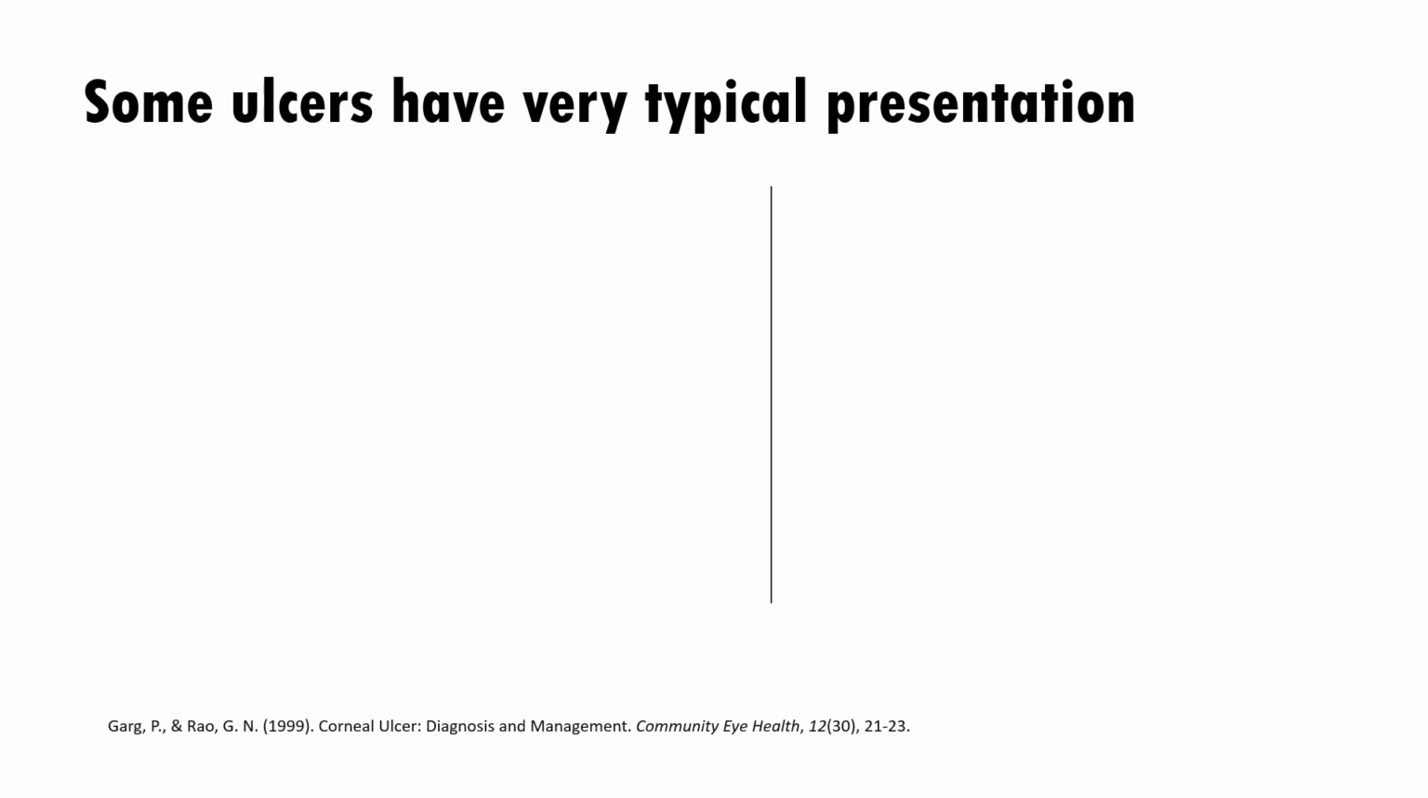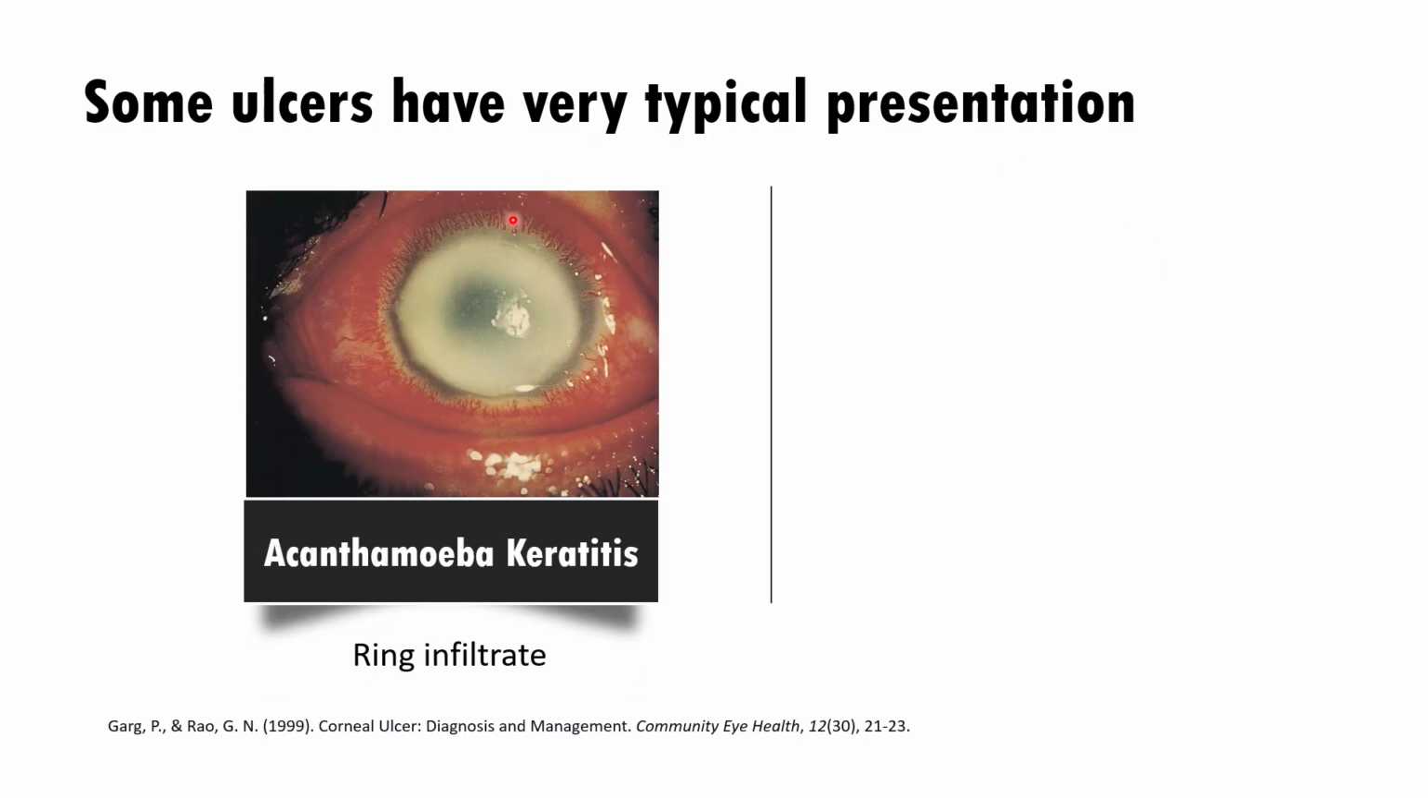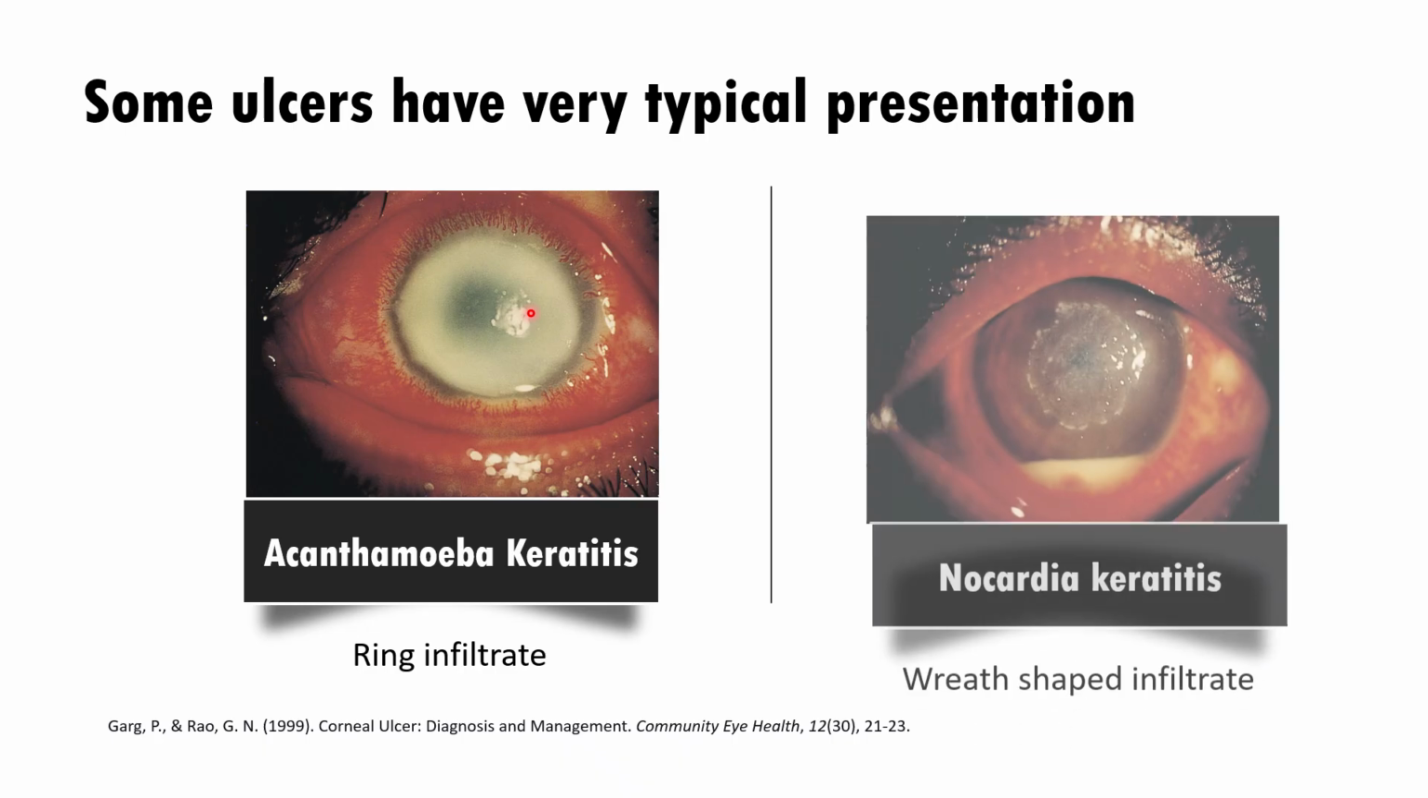Other ulcers also can have very typical presentations, like a ring infiltrate with a lot of pain, which is very characteristic of acanthamoeba. But mind you that fungal ulcers and other ulcers also can present in a similar fashion. So always corneal scraping is a must.